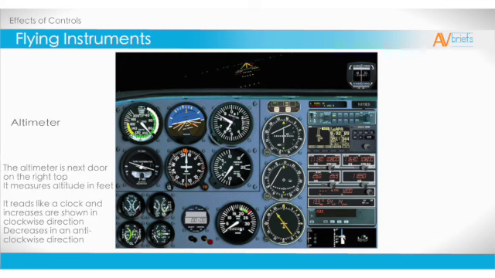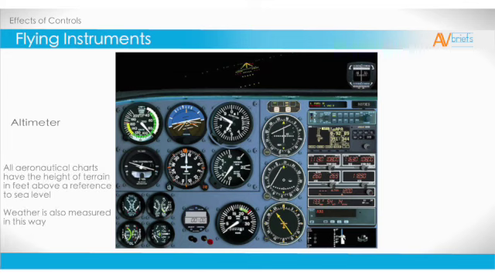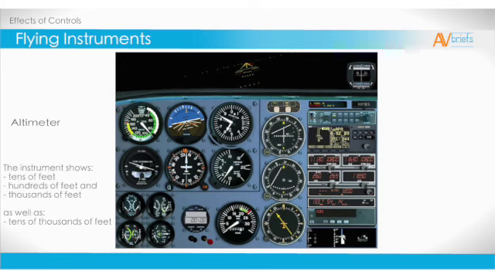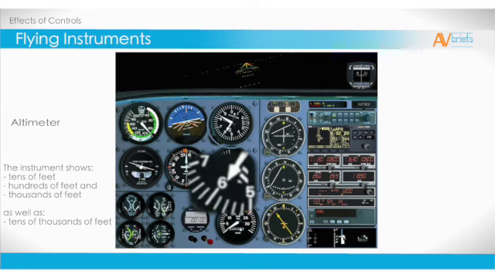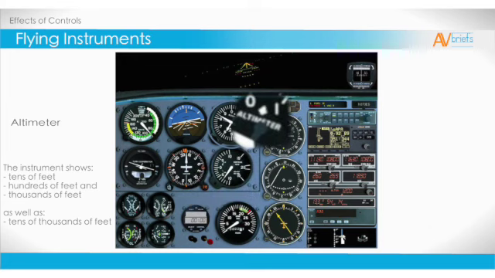The altimeter rounds out the top tier of flight instruments. It is at the top right, and measures altitude in usually feet, sometimes meters. It reads like a clock, and increases are shown in clockwise direction. Decreases are shown in an anti-clockwise direction. All aeronautical charts have the height of terrain in feet, above a reference to sea level. Weather is also measured in this way. The instrument shows tens of feet, hundreds of feet, and thousands of feet, as well as tens of thousands of feet.